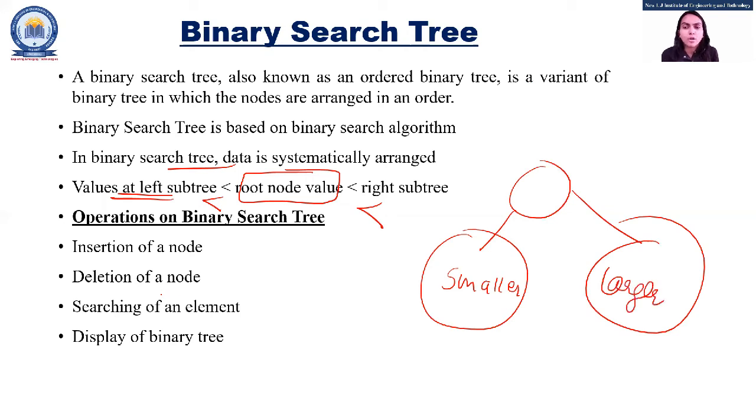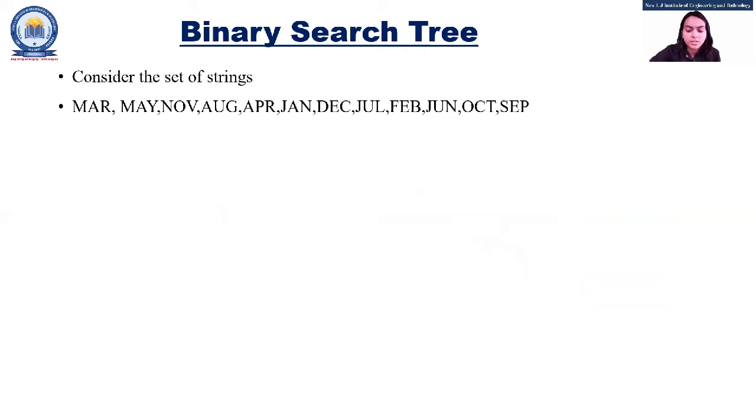There are different operations on a binary search tree: insertion of a node, deletion, searching of an element, and display of the binary tree. So let us understand how a binary search tree is created. You have to start from the first value itself. The first is March. Whatever is the first value, it would be the root node.